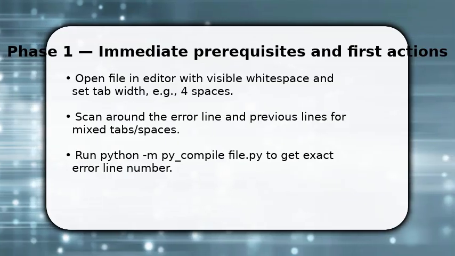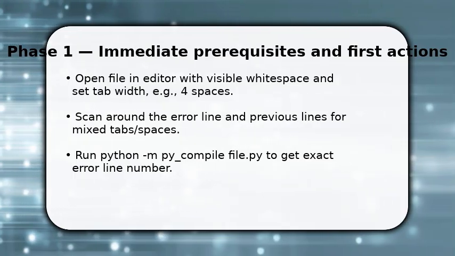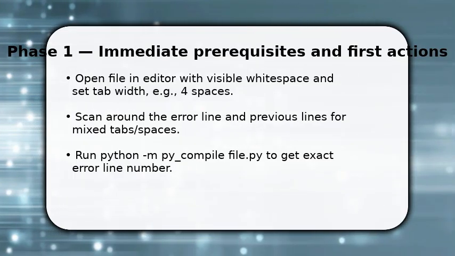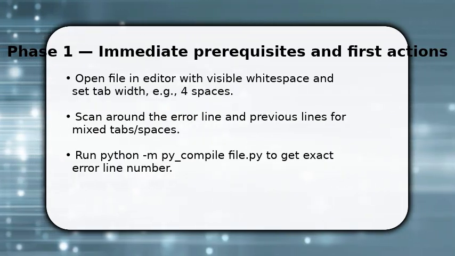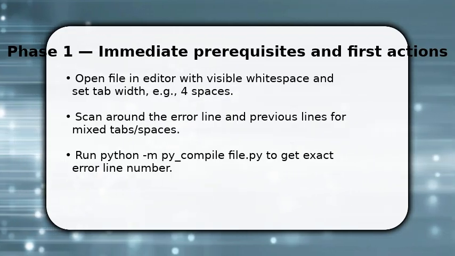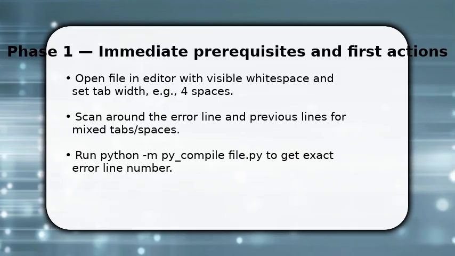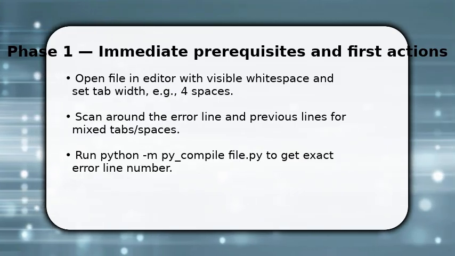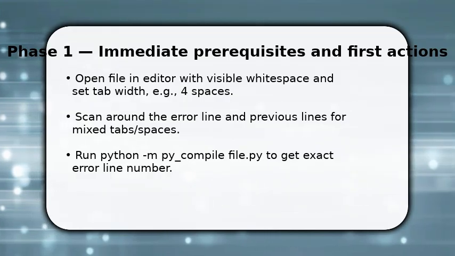You begin by locating the error line and surrounding context. Open the file with visible whitespace so you can see tabs versus spaces. Once you know the line number, inspect the previous logical block, function, loop, or conditional, because Python expects consistent indentation there. Make sure your editor is set to 4 spaces or a single tab, and run python -m py_compile to confirm the exact spot. Don't stop at the error line.